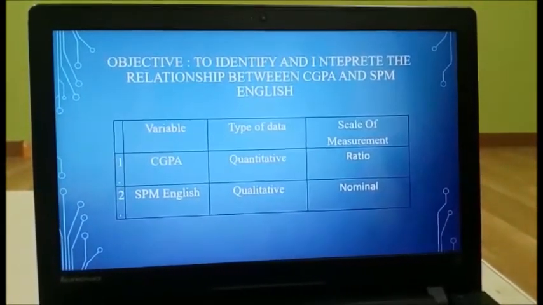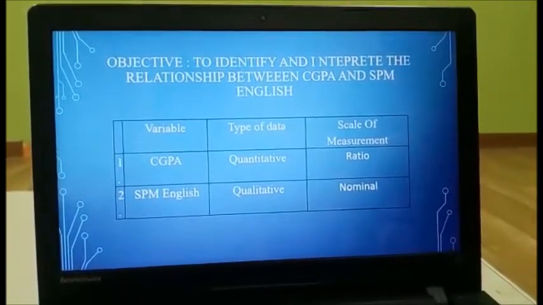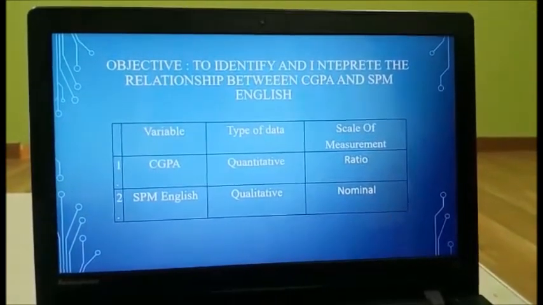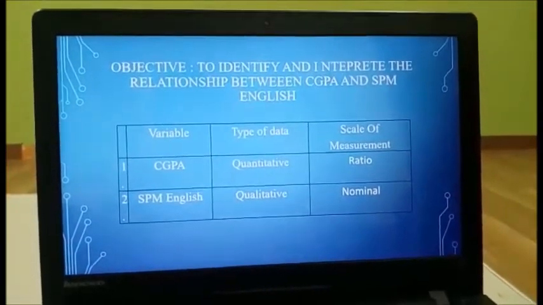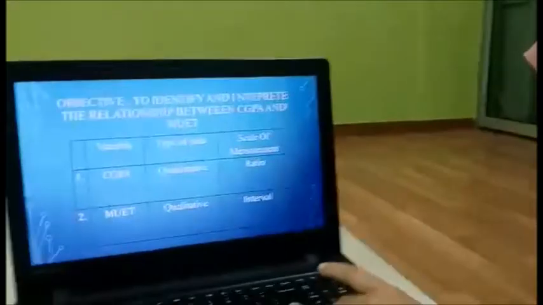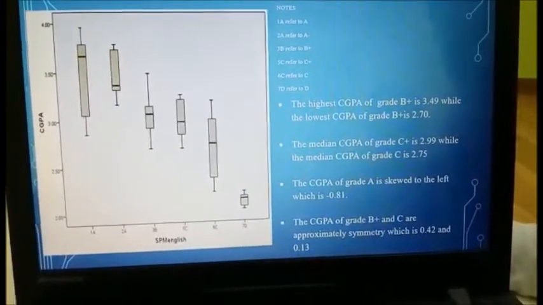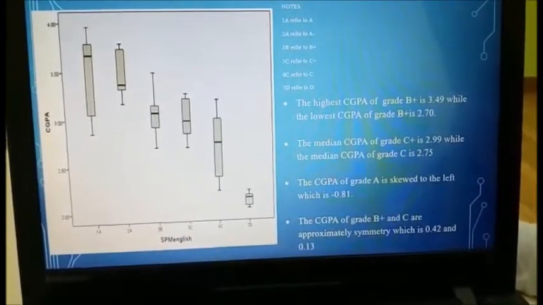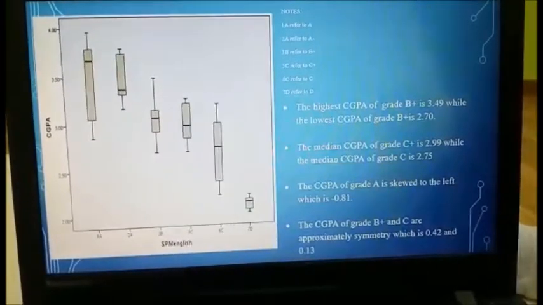Objective: to identify and interpret the relationship between CGPA and SPM English. Variables: CGPA, SPM English. Type of data: quantitative and qualitative. Scale of measurement: ratio and nominal. The highest CGPA of grade B plus is 3.49, while the lowest CGPA of grade B plus is 2.70.